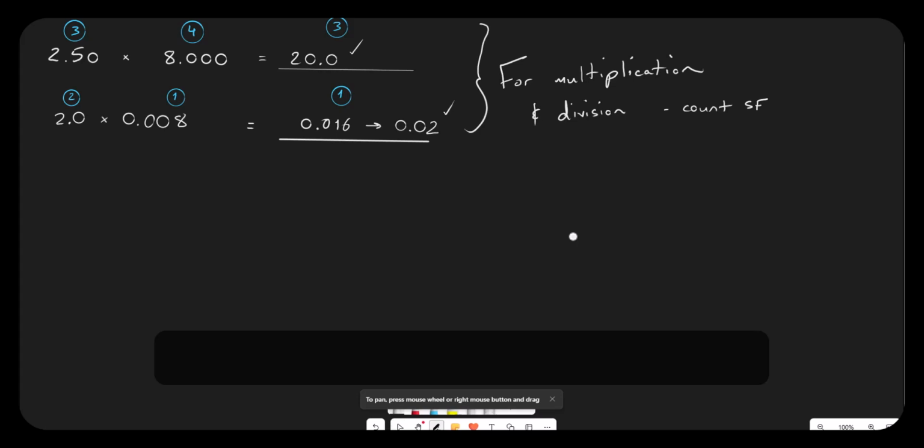So then addition, subtraction. This one's a little bit different. The answer here has to match the least precise place value. So what that means is that I need to line up my decimal points and cut off in the same location. Maybe I'm adding 3.141, and I want to add 0.02. So I'm going to stack these up so that the decimal point lines up.